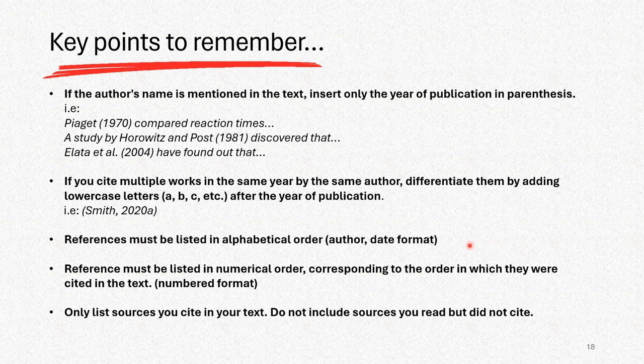And then for author date format, references must be listed in alphabetical order. Whereas for numbered format, references must be listed in numerical order corresponding to the order in which they were cited in the text. And then only list sources that you have cited in your text. Do not include sources you read but did not cite.